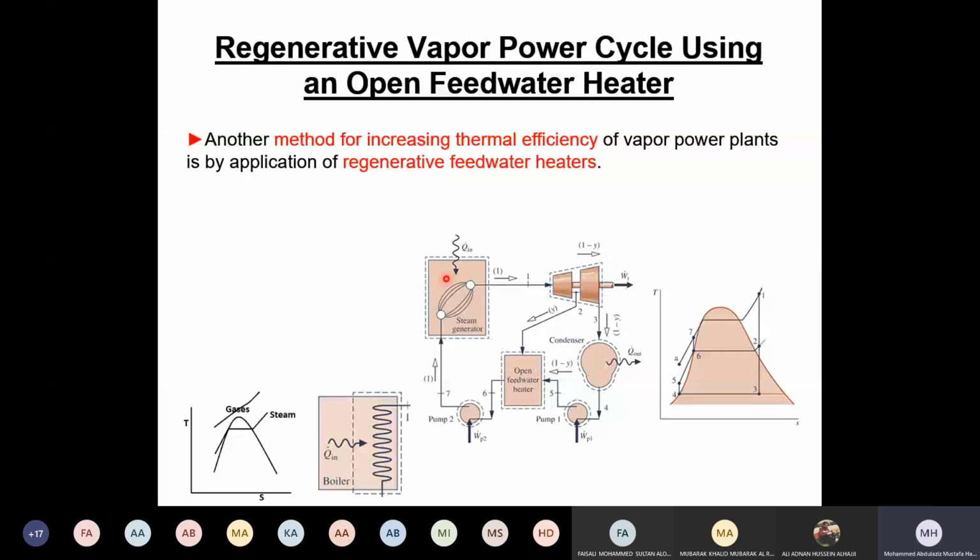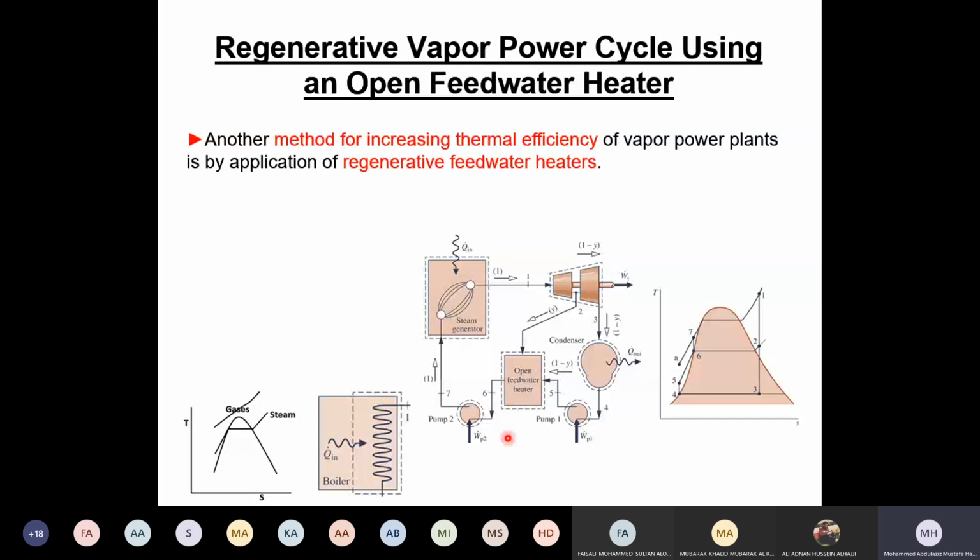boiler again. What we are going to do here is, in the middle of the expansion, we are going to extract some steam out of the turbine and use this steam for heating the water from the condenser. So the objective is to heat the water before going to the boiler. Why are we doing this?